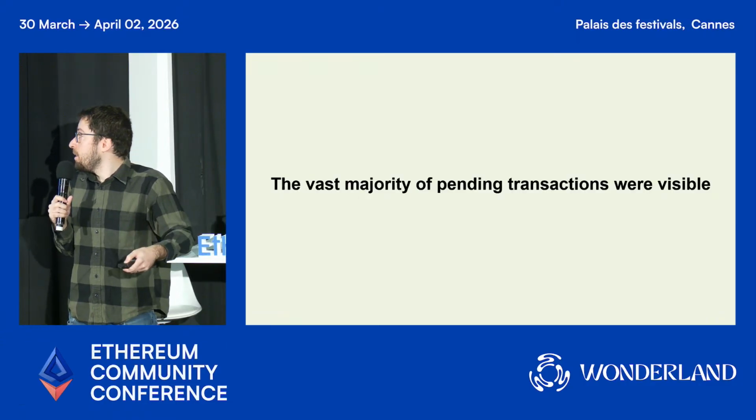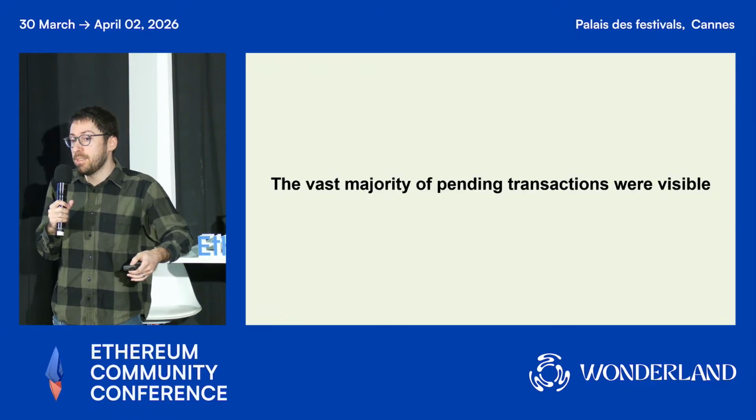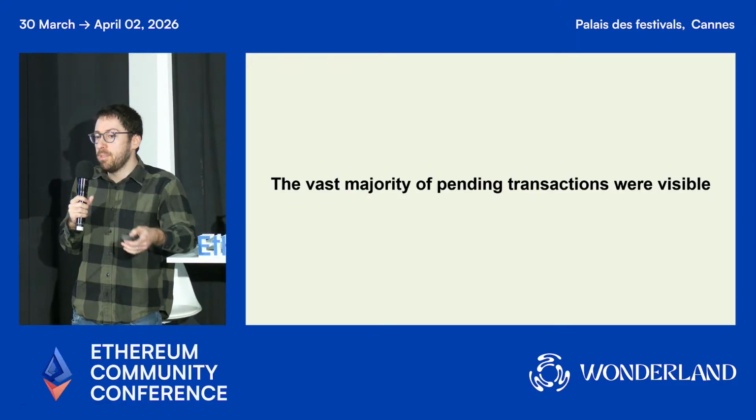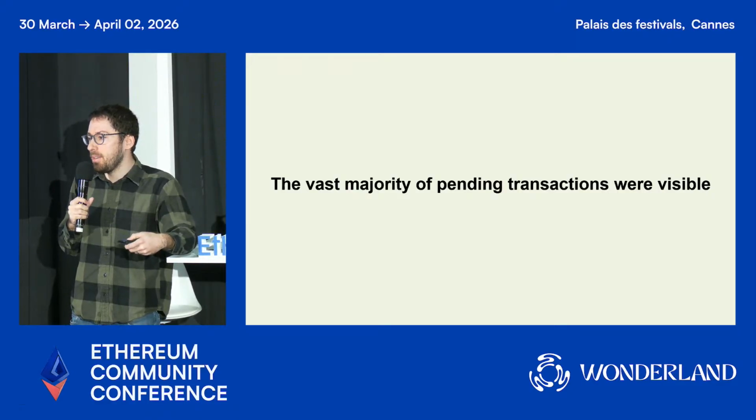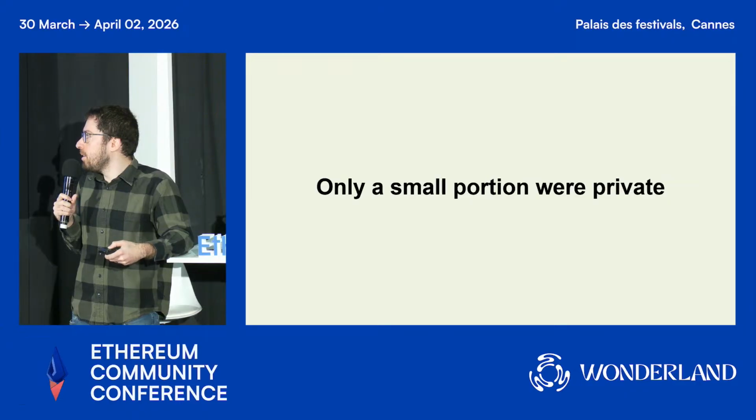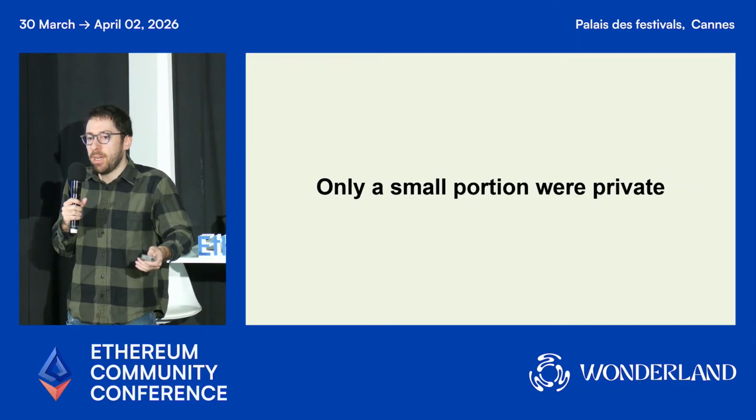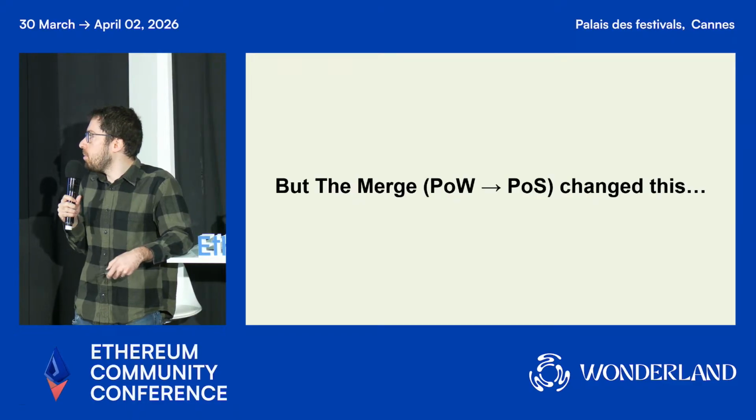From there, the vast majority of transactions through 2021 were visible. So you could inspect it yourself. It was public on the network, and only a small portion were private. Some people did use private transactions via Flashbots, but it was unusual. Most transactions were landing in the mempool.